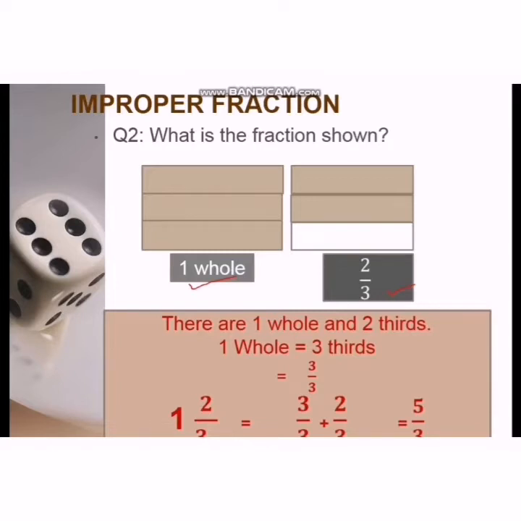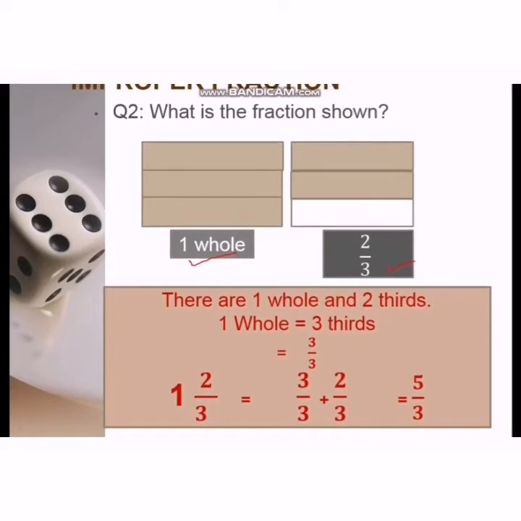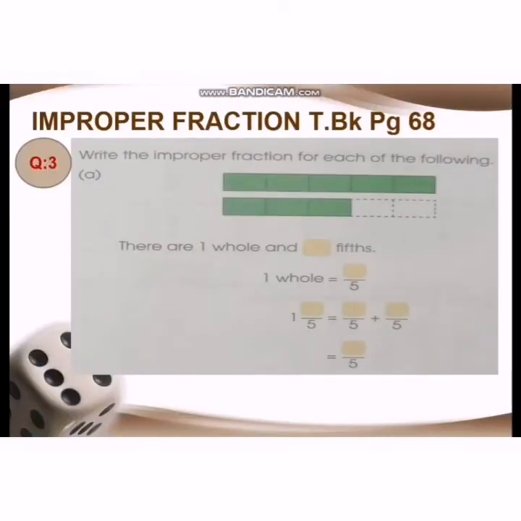1 whole is equal to 3 thirds. In other words, we say that 3 by 3. Now, 1 whole, 2 by 3. From 1 whole, we get 3 by 3. We get 2 by 3, we write it as it is. Now, when we combine 3 by 3 and 2 by 3, we get 5 by 3 or 5 thirds.